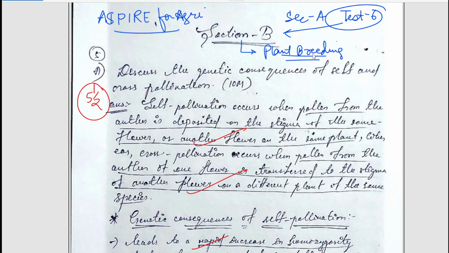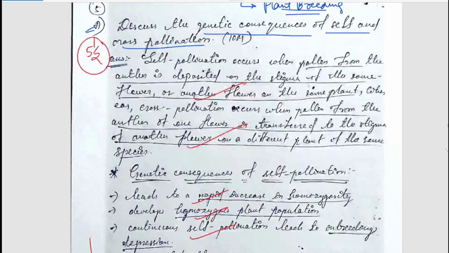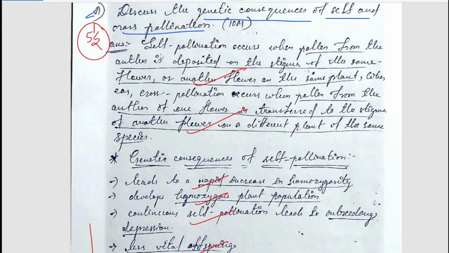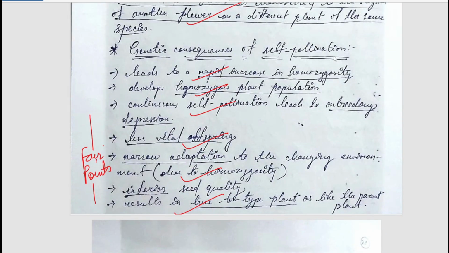So let's start. The first question which was given was, discuss the genetic consequences of self and cross pollination. We all know what self-pollination and cross-pollination are. Self-pollination is when the stigma and anther of the flower of the same plant, that is, the pollen grains of the same plant, pollinate in the same plant only. And in cross-pollination, the pollen grain of one plant is pollinated with another plant. You all know it. Now we'll see the genetic consequences of self-pollination.